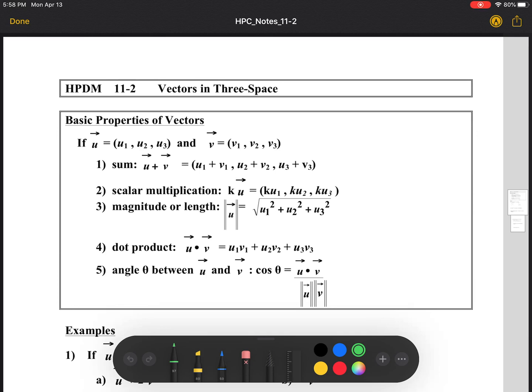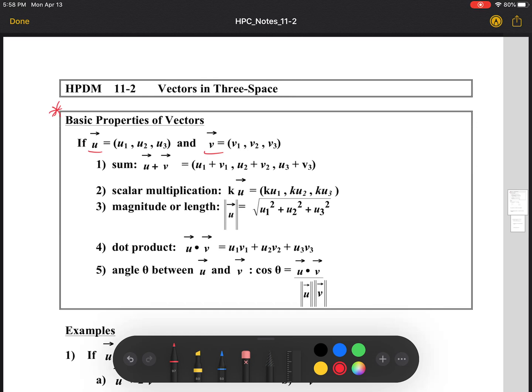All right, today we're going to finish up chapter 11, and all we're going to be doing is turning all those chapter 10 vector properties into three space properties. So you guessed it, we're just going to be adding that third variable. So let's start off by looking up here at our basic properties of vectors. Notice these are all the ones that we've learned in our chapter 10 sections.